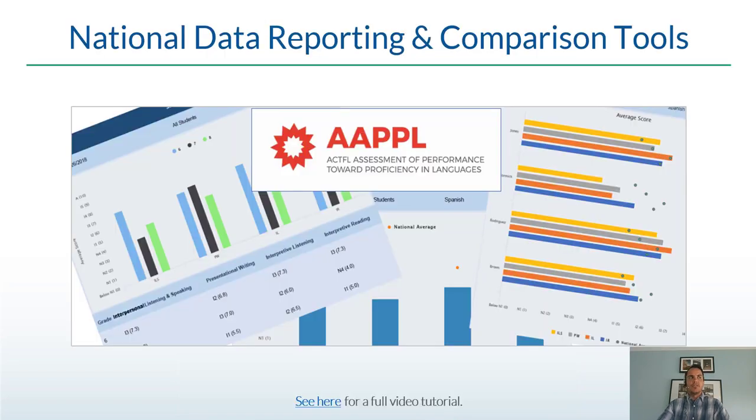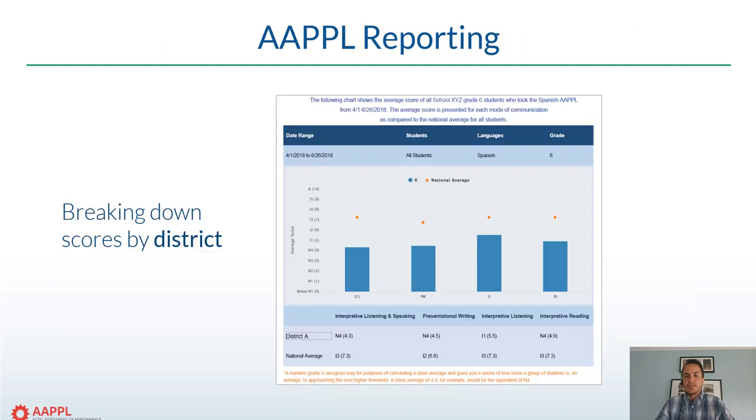Now we'll go ahead and jump into the national data reporting and comparison tools that come, again, as part of this AAPPL portal for all educators administering these ACTFL assessments. First, we will go ahead and take a look at data broken down by district. There are a million different filters that I can apply to this. I can open it up and look at all students and compare all students to national averages. But what I've done here is I have gone ahead and applied a couple of filters.